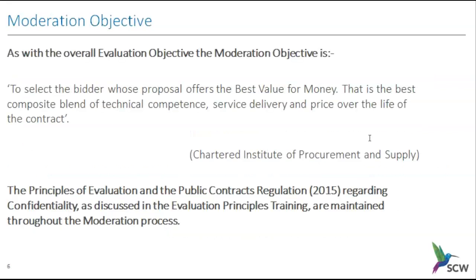The objective for the moderation falls within the overall evaluation objective, which is to select the bidder whose proposal offers the best value for money, that is the best composite blend of technical competence, service delivery and price over the life of the contract. Likewise, as discussed in the evaluation principles training, the principles of evaluation and the Public Contracts Regulation 2015 regarding confidentiality are maintained throughout the moderation process.